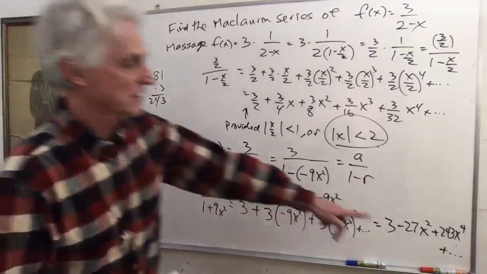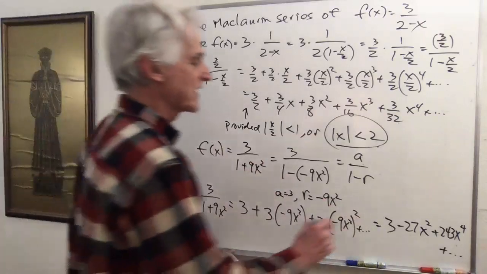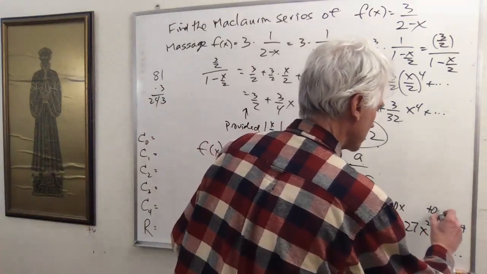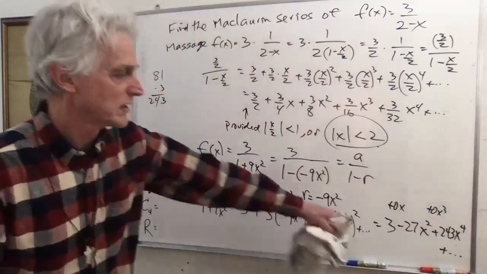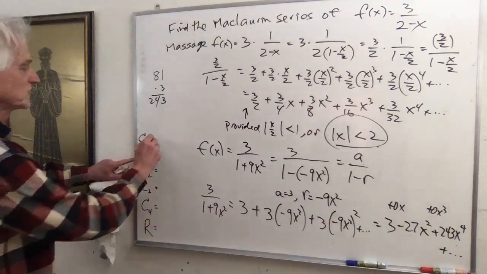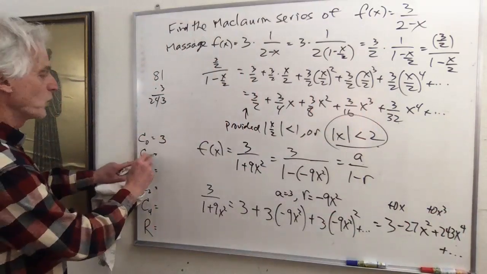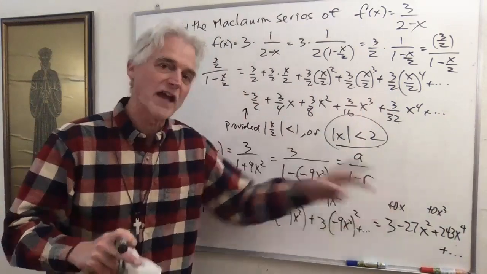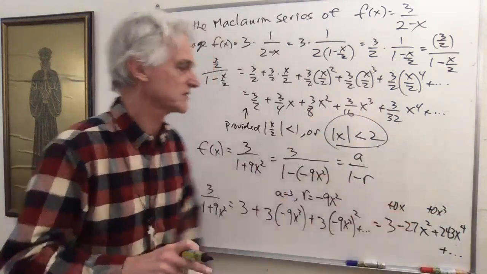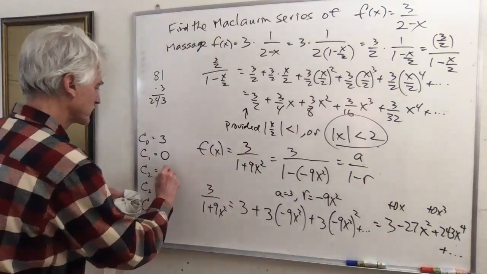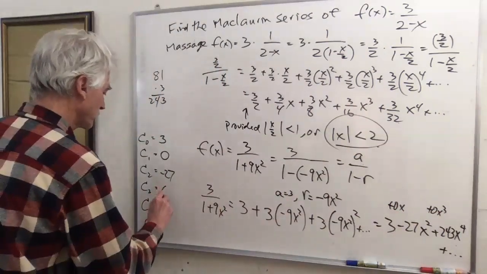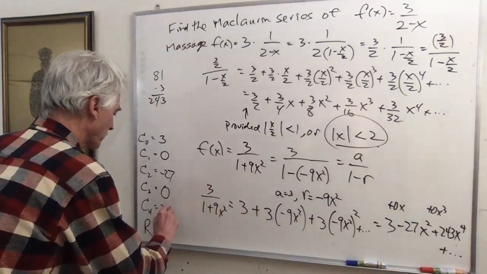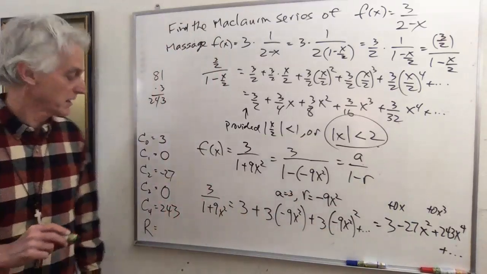All right, and there's a plus sign. You notice that I don't see it, but there's a plus 0x here. There's a plus 0x cubed here. I don't see them, but that means the coefficients here, C0 is 3. C1 is 0. The coefficient in front of x is 0. I don't see it because it's 0 times x. Coefficient in front of x squared is minus 27. Coefficient in front of x cubed is also 0. Coefficient in front of x fourth is 243, after I did the multiplication right, okay?